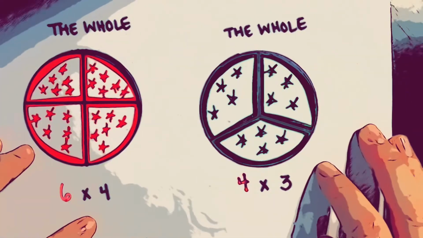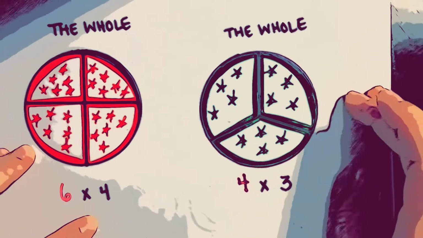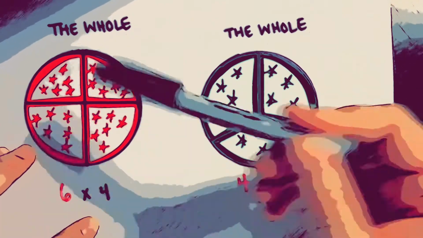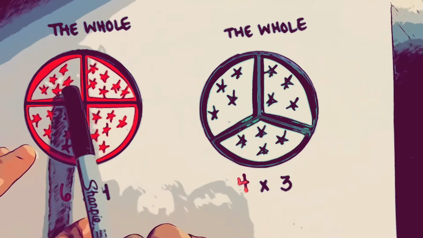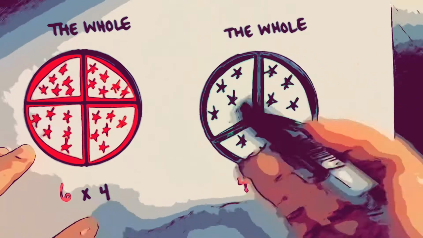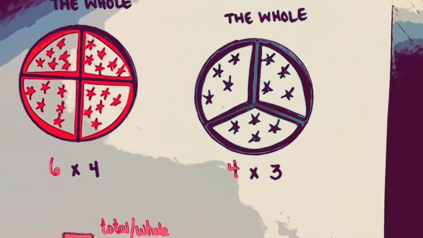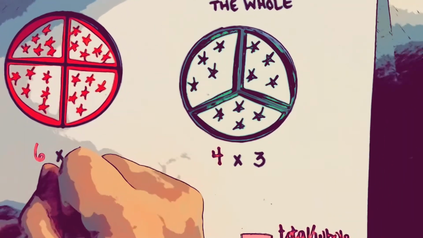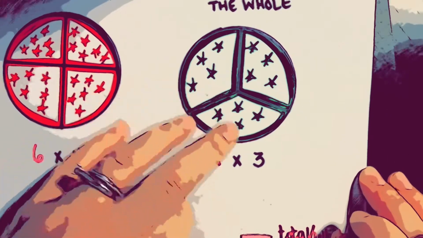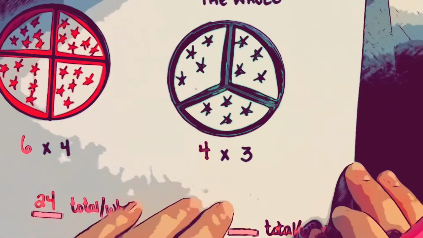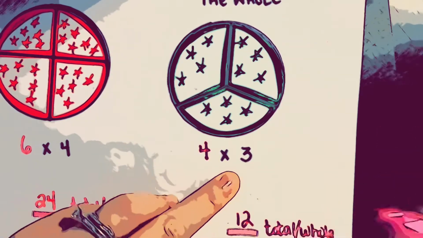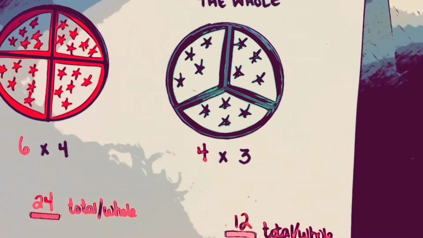To get my product, or the result of a multiplication problem, I could go and count my units. 1, 2, 3, 4, 5, 6, all the way until I get to 24, or also what is known as 6 times 4, 24. I could do the same. I could count each individual star, but we know here that we have 12. 4 times 3 is 12.